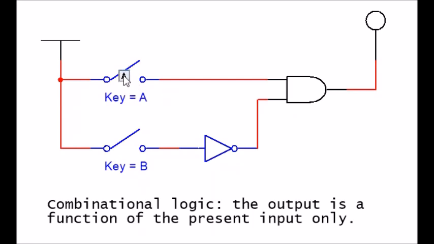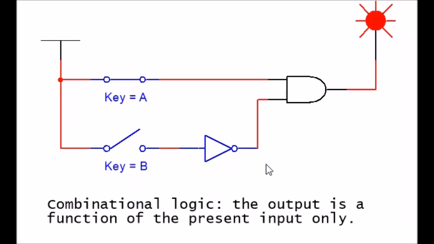So if I flip down key A and not, this is a little not gate, and not B, I get a 1, right? A and not B, I get a 1. That's the only time that this circuit is going to output a 1. If I try every other possible combination, the output stays 0. But again, if I flip down A and not B, I get the output of a 1. So combinational logic means that the output is only dependent on the present input, not what the previous input was.